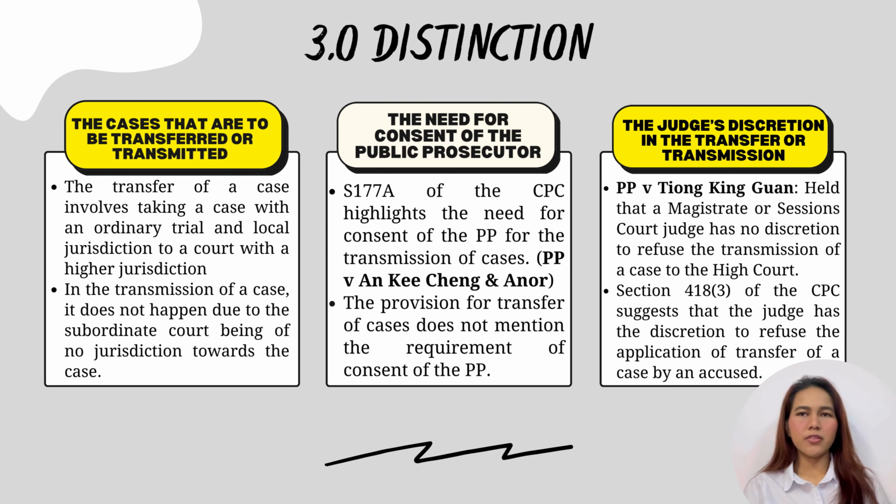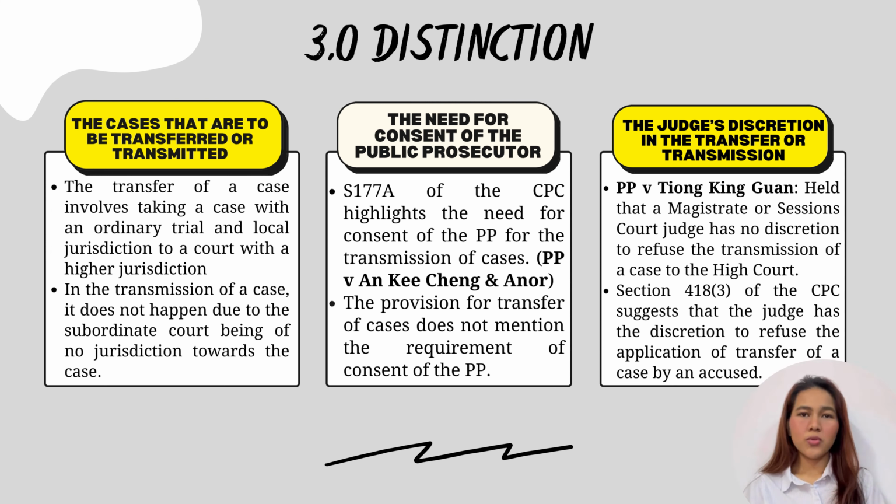The transfer of a case involves taking a case with ordinary trial and local jurisdiction to a court with a higher jurisdiction. In the case of Public Prosecutor against Ghulam Russo bin Ismail and another, it was explained that the transfer of cases can only be made to a court which possesses the jurisdiction to hear and determine the case, in contrast to the transmission of cases, which facilitates placing a case before the High Court. The transmission of a case can be made with the consent of the public prosecutor, even when the subordinate court has the jurisdiction for the case to be tried.